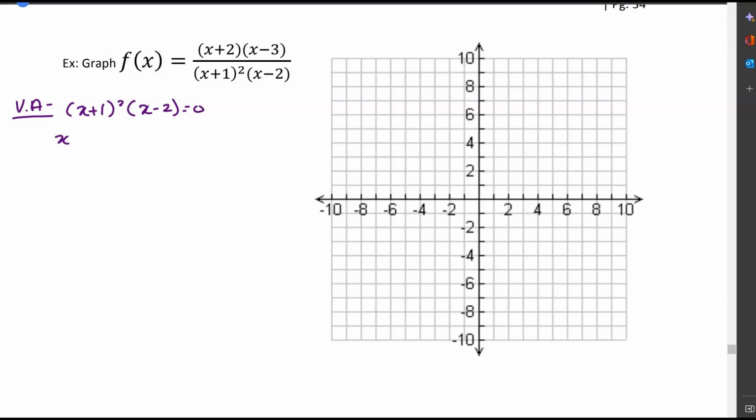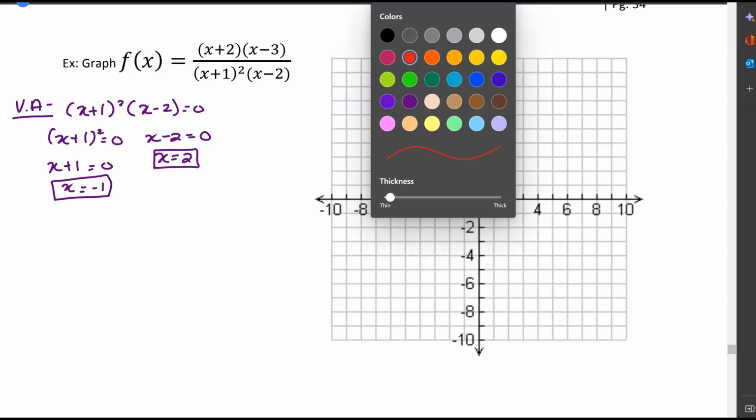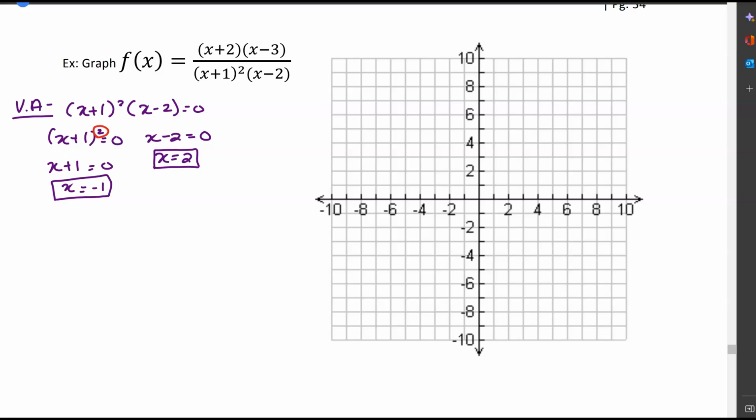So we end up with x plus 1 squared equals 0 and x minus 2 equals 0. So here we have x equals 2, and then here we end up with x plus 1 equals 0, because the square is just taking the square root of both sides, and the square root of 0 is still 0. So then we have x equals negative 1. Because of this 2 here, that means that this has a multiplicity of 2.